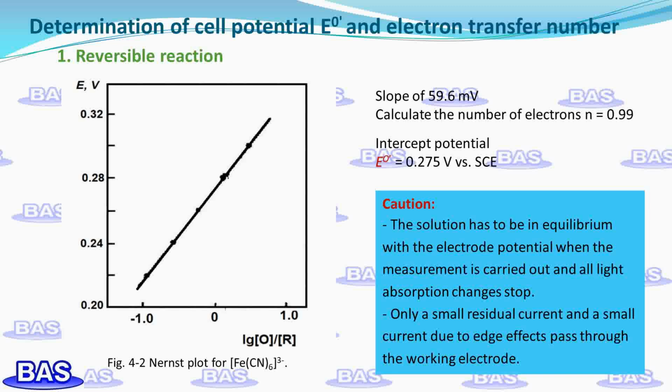The standard deviation of the four measurements was 0.001, which is in general agreement with the values reported in the literature. It is important in this experiment that the solution is in equilibrium with the electrode potential and that all changes in light absorption cease when the measurement is carried out. Only a small residual current and a small current due to edge effects pass through the working electrode.